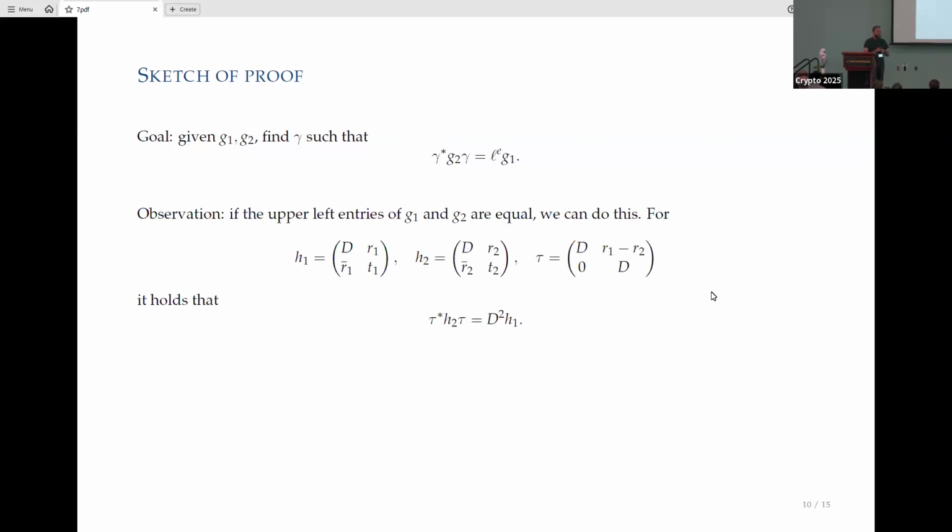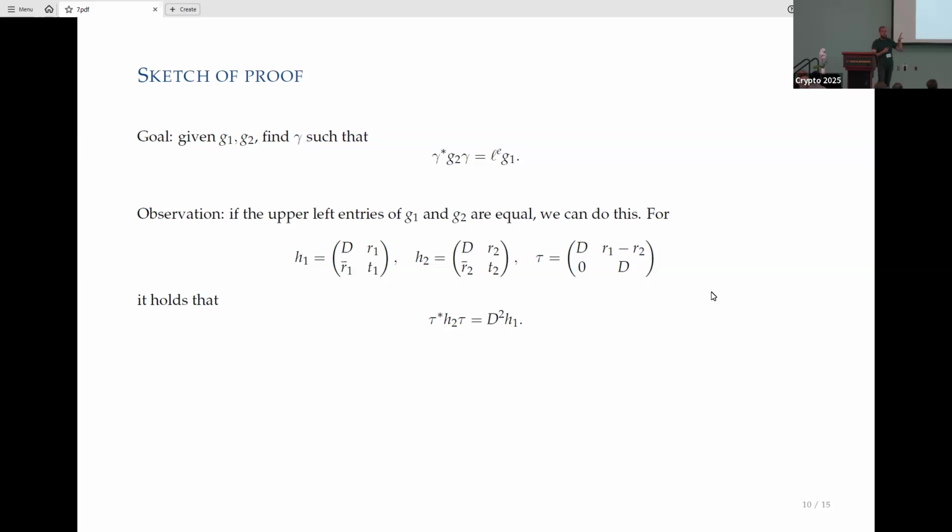The first observation was, well, let's say we don't have G1 and G2, but let's say we have H1 and H2, and for some reason their upper left entry is equal already, so D. I forgot to add here that H1 and H2 also need to have the same determinant, and in this case the determinant is well defined because D and T1, T2 are integers, so this is uniquely defined.